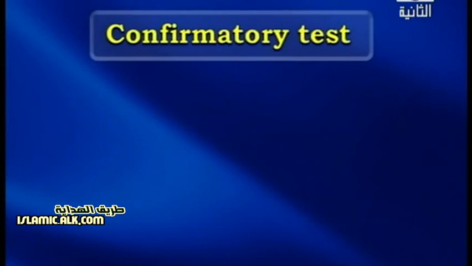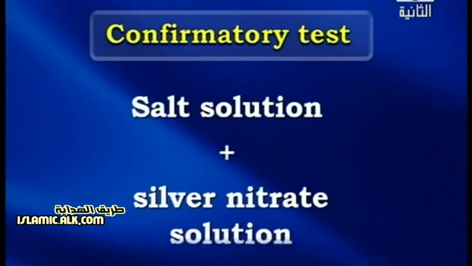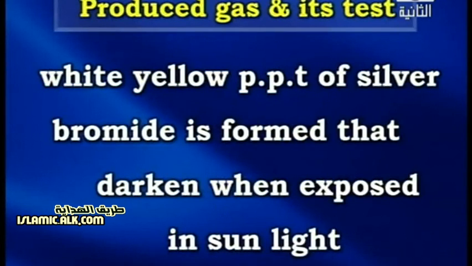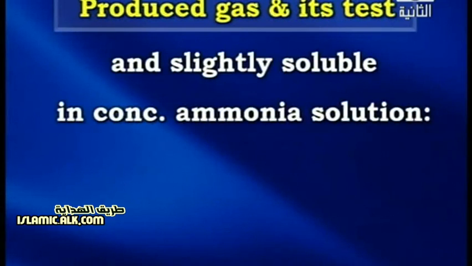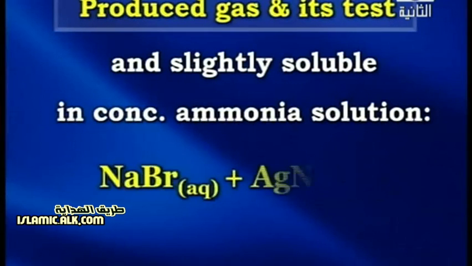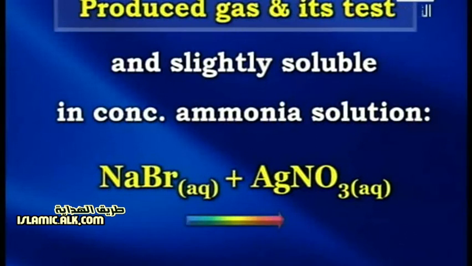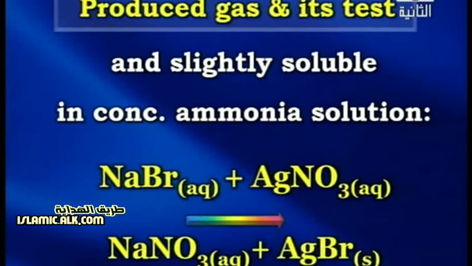Here is the confirmatory test for bromide ion. The salt solution plus silver nitrate, the produced precipitate is pale yellow precipitate of silver bromide, which is formed and darkened when exposed to sunlight. It is slightly soluble in ammonia solution. As the equation proceeds, sodium bromide plus silver nitrate gives sodium nitrate, and silver bromide will be precipitated.